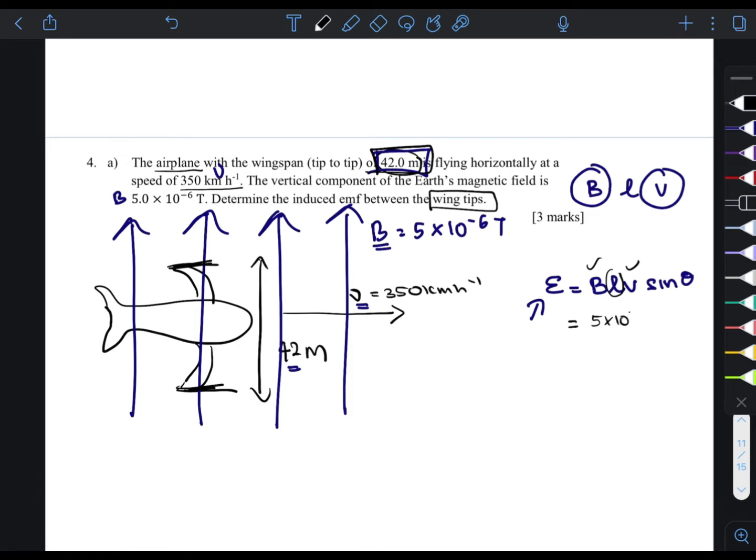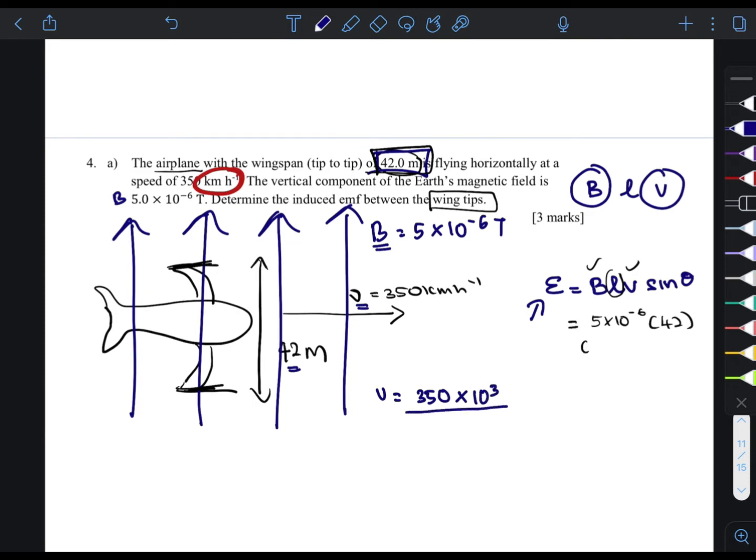Alright, so B kita adalah 5 times 10 to the power negative 6. L is 42 meter and then velocity here is 350 km per hour. Okay, dia bagi dalam unit kilometer per hour, so you cannot insert this into the equation sebab dekat sini kena dalam SI unit, so kena convert dulu. Okay, so convert dulu. 350 kilometer, so kilo 10 kuasa 3 per hour bahagi dengan 3,600 dekat sini. And then you can press your calculator, you'll get 97.22 meter per second. So now dia berada dalam unit SI yang kita boleh masukkan dalam equation ini.